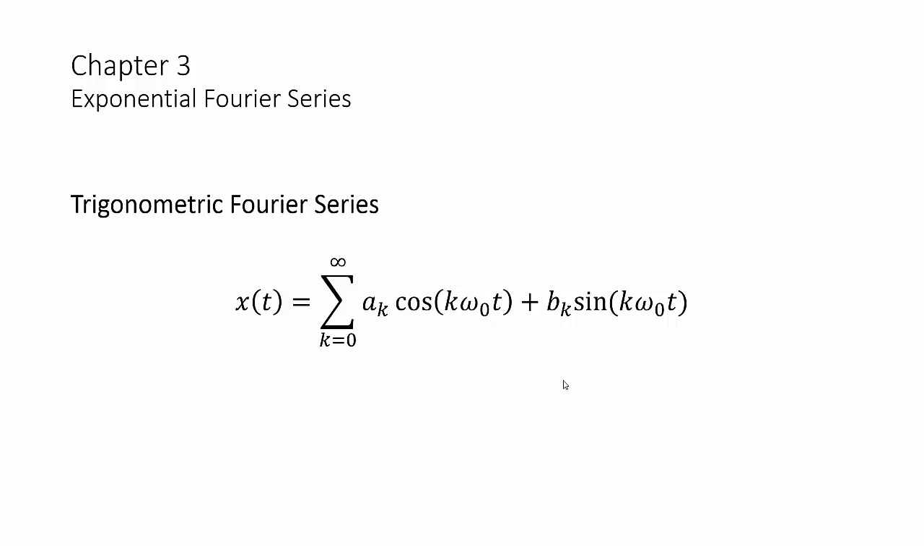In Circuits 2, you worked with trigonometric Fourier series. Again, this is an infinite series. We have the summation, and there's an infinite number of terms. And the trigonometric, because we're adding up a whole bunch of cosines and sines, each with a particular frequency, and each with a given scaling constant.